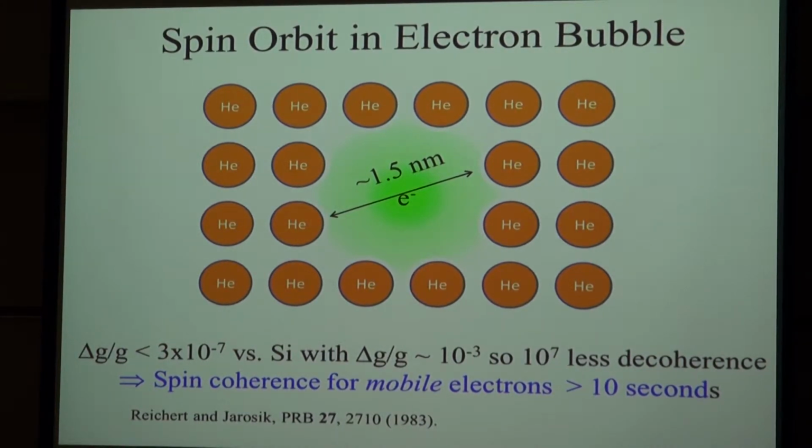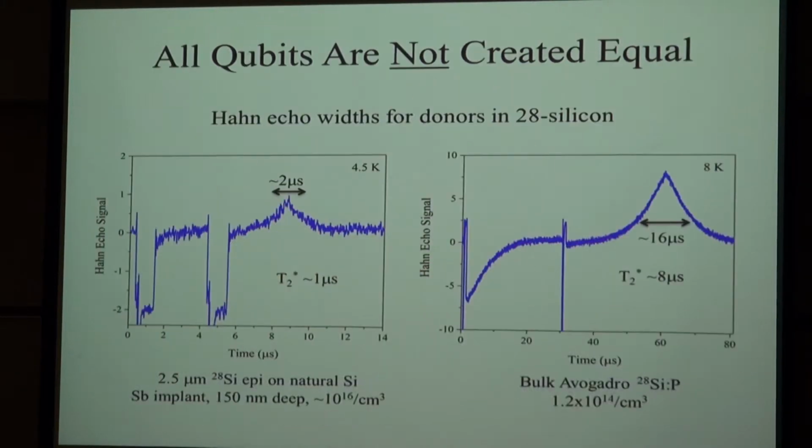No, because the line width is going to be determined by the magnetic field inhomogeneity, which I'll show you in a second. What they were doing is asking how far this line is shifted. Line width.